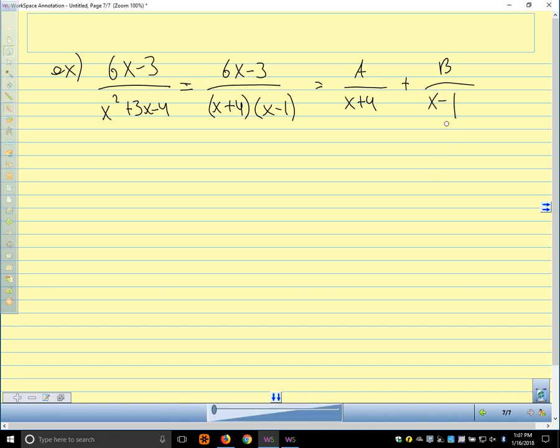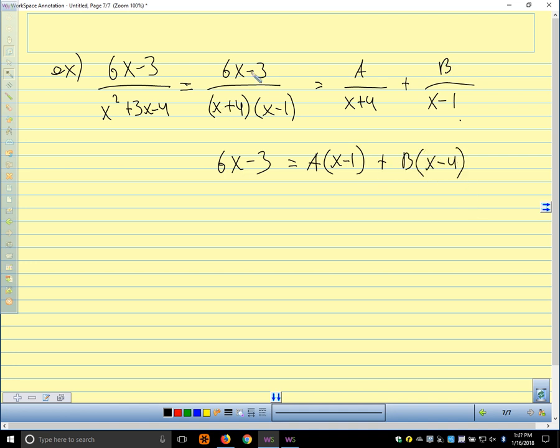I'm going to clear my fractions. So I know when I clear my fractions, I'm going to multiply by x plus 4 and x minus 1. And here I get a times x minus 1 plus b times x plus 4, because I'm multiplying everything by x plus 4, x minus 1. Yes, thank you.